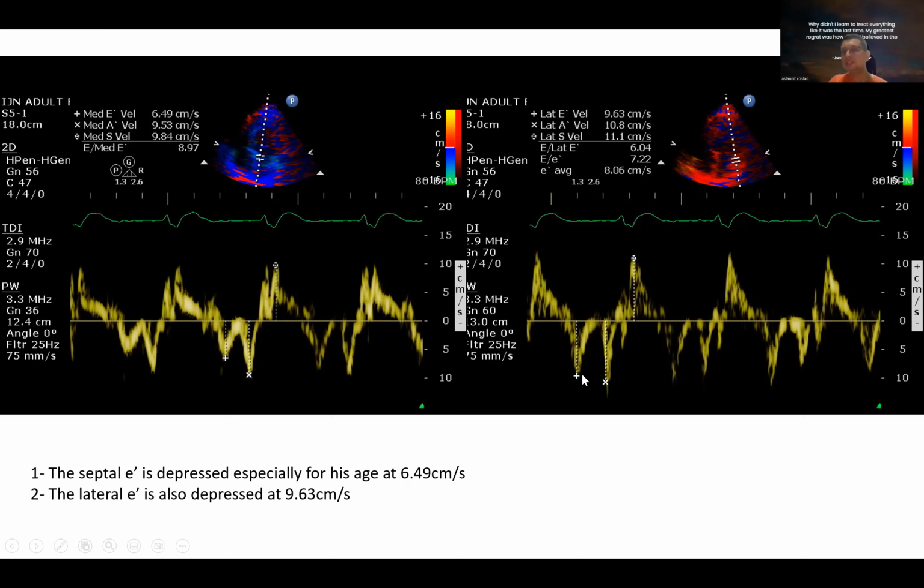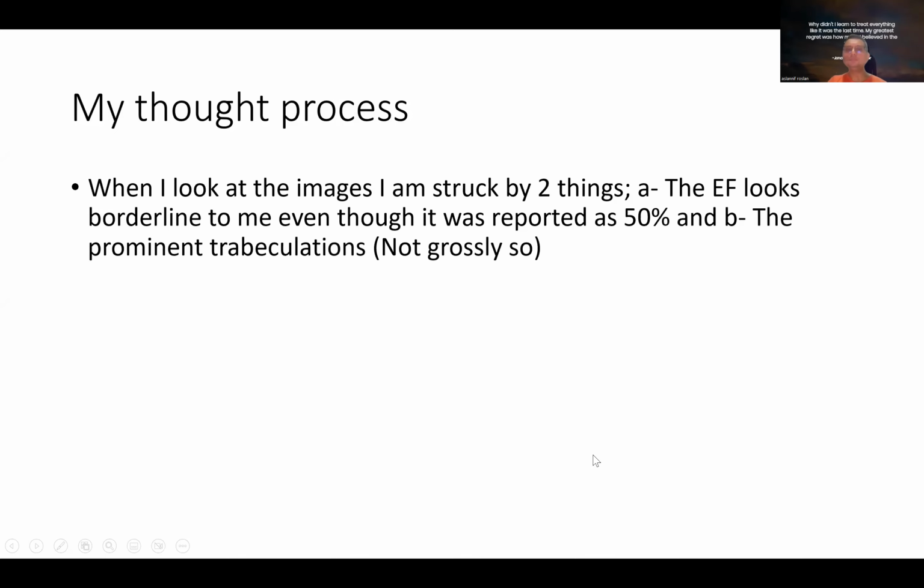When we look at the lateral tissue, it is 9.63. The threshold is 10. Again, the patient is young, it should be way more than 10. 9.63 is pretty low. And looking at this, in my heart, I already think I'm maybe 90% sure that we are dealing with LV non-compaction. So what is my thought process?